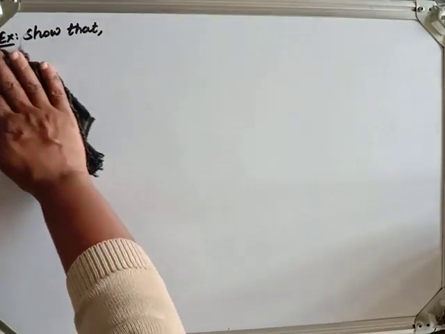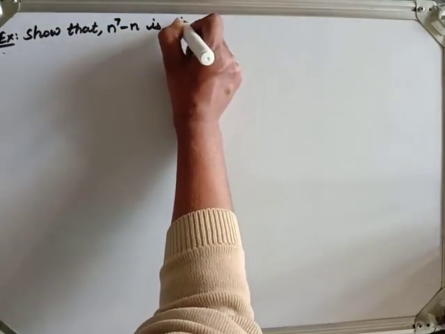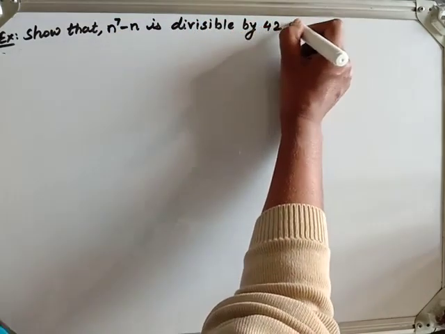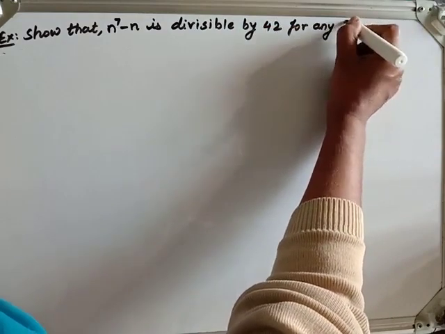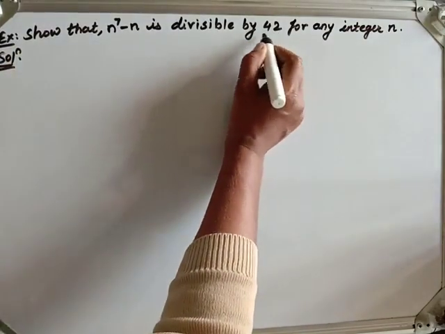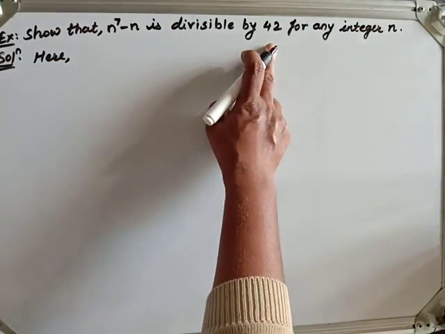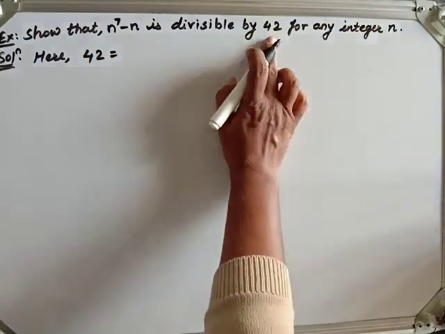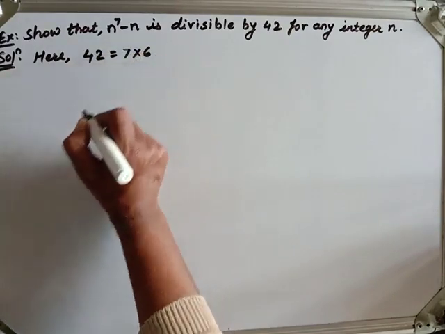Show that n raised to 7 minus n is divisible by 42 for any integer n. Okay, now the solution. Now 42 is not a prime number. So to use Fermat's theorem or Euler's theorem, we will factorize it so we can get factors which are relatively prime to each other. So I can write 42 as 7 multiplied by 6.